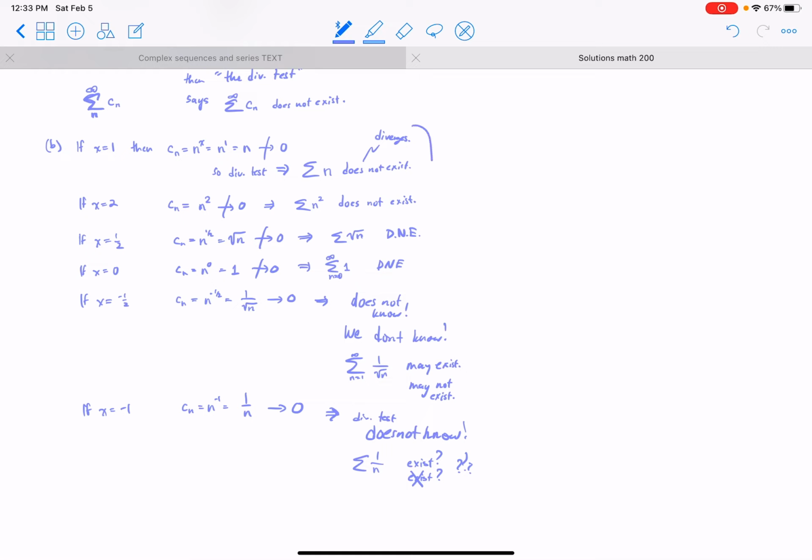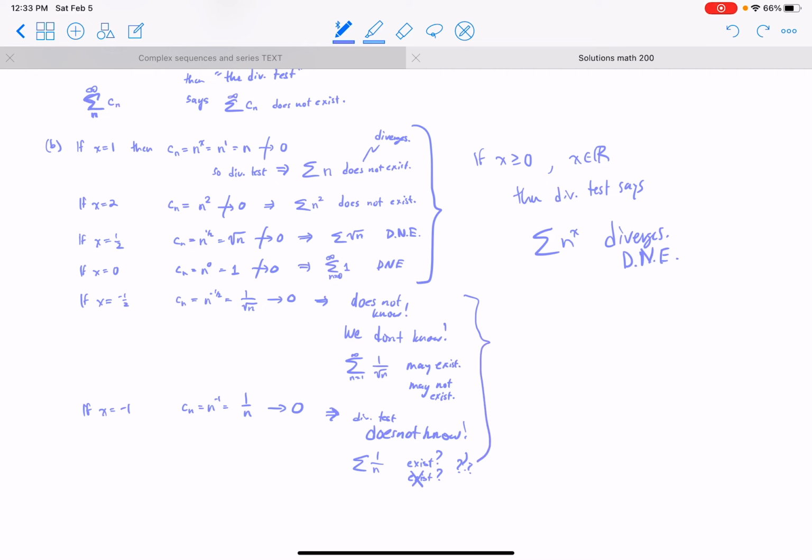Okay, so basically, let's summarize what we have learned. Over here, if x is greater than or equal to 0, x is obviously a real number, then the divergence test says the sum of n to the x diverges. It does not exist. Okay? We can actually conclude something. We conclude that it does not exist.